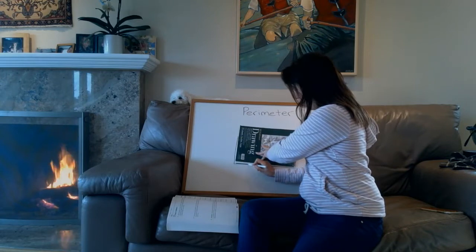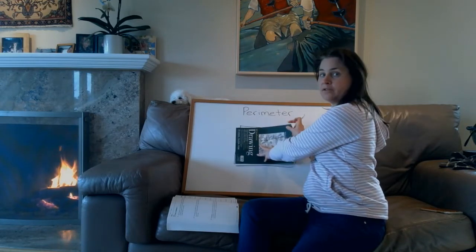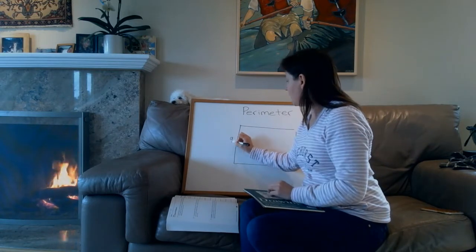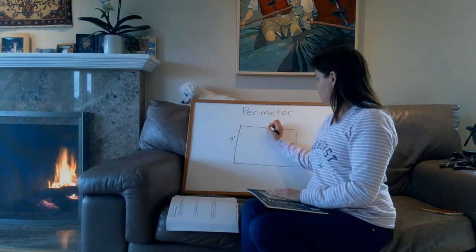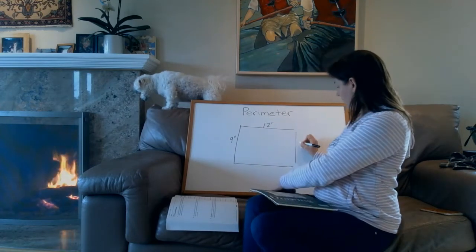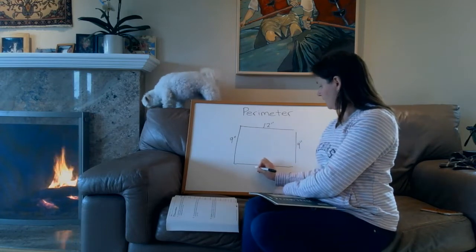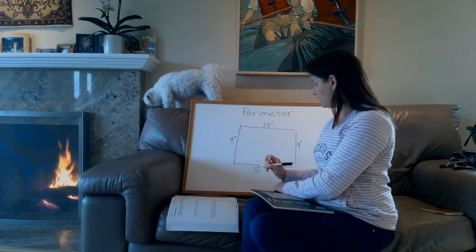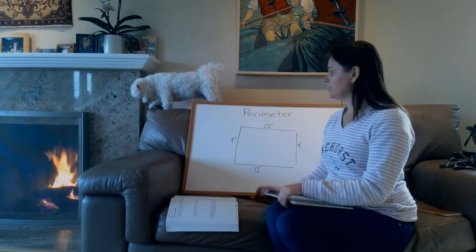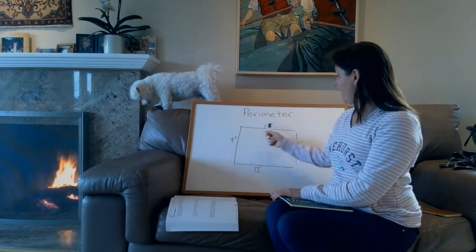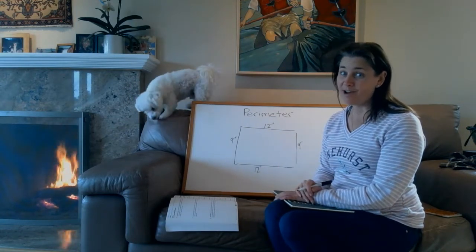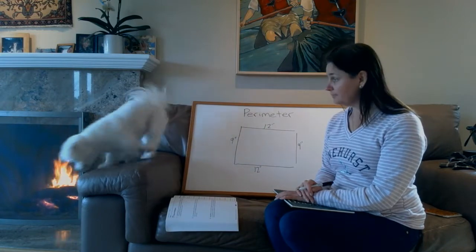So go ahead and draw a rectangle in your math notebook, and we're going to label this side 9 inches, this top 12 inches. Over here we know this is 9 inches, and we know this is 12 inches. So to find the perimeter, as you know, you are going to add up all of the sides. So go ahead and pause it and do that work.